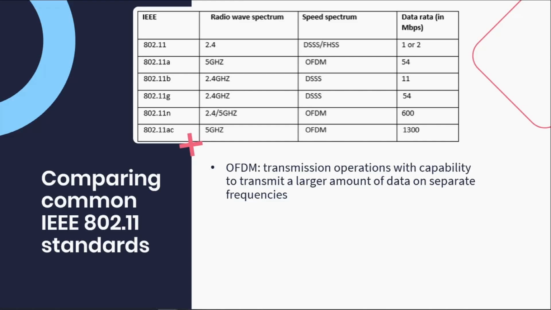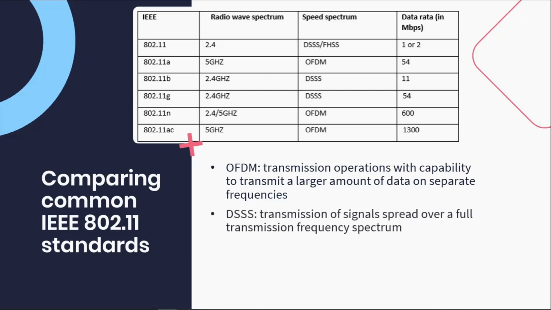802.11g, 802.11n, and 802.11ac wireless standards, and is used in 4G mobile phones. DSSS, direct sequence spread spectrum, operates with the transmission of signals spreading over a full transmission frequency spectrum to reduce the impact of interference during transmission. DSSS is commonly used in telecommunications.